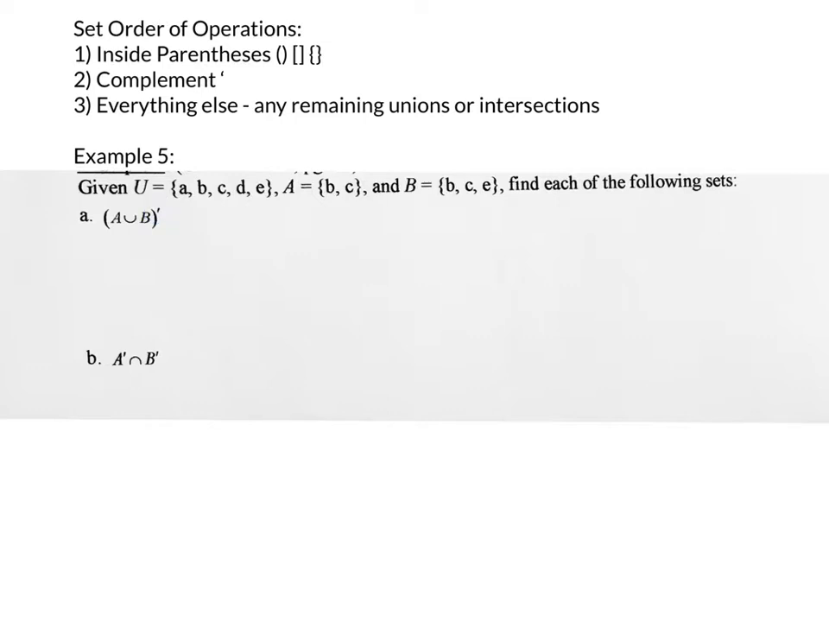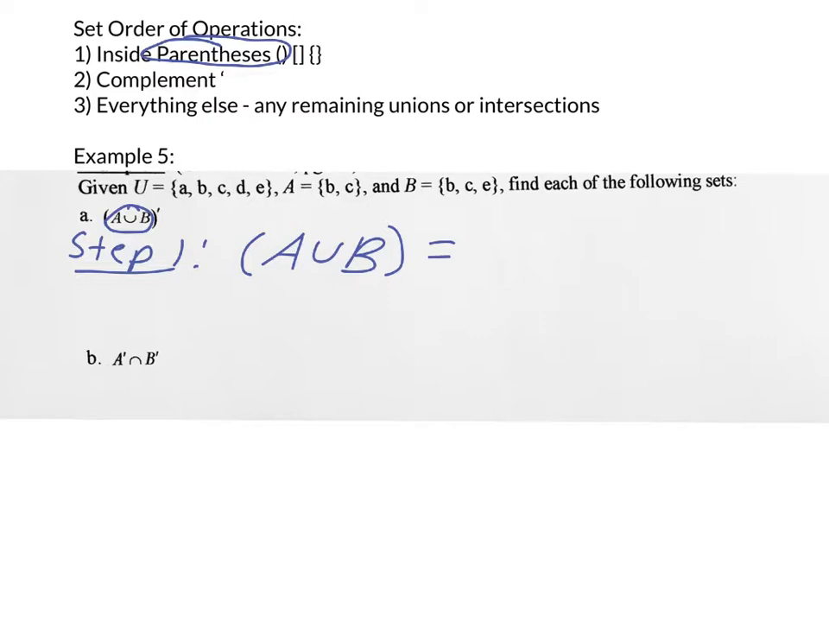So we're going to use the order of operations. Step 1, we said if you see parentheses, you always do inside parentheses first. Well, inside these parentheses is A united with B. So we have to calculate that first. A was little b, little c, and I'm going to unite it with set B, which is little b, c, e.